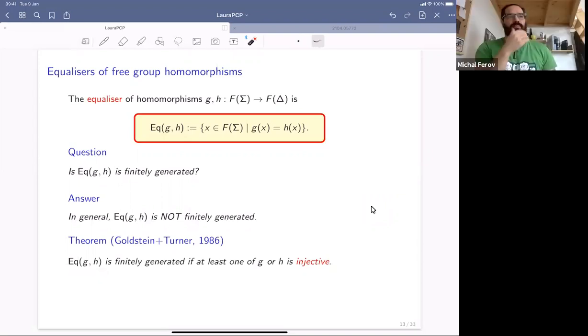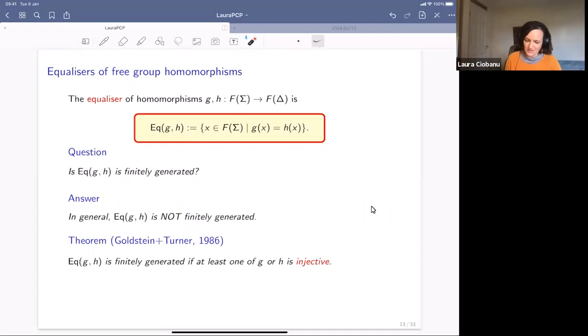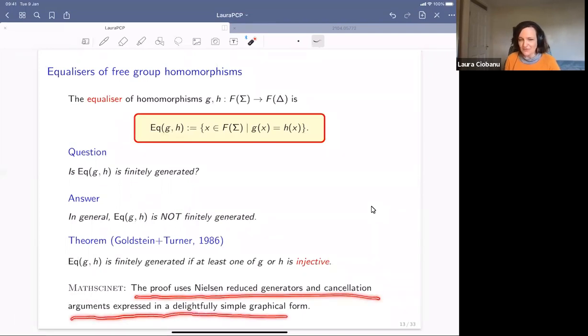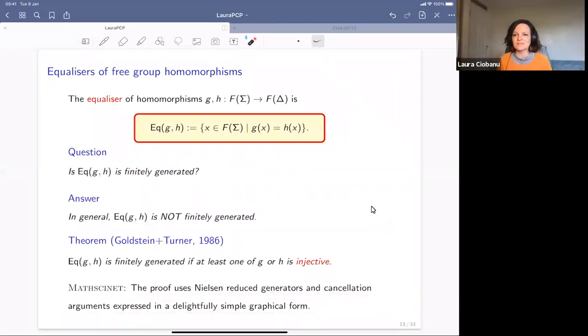It's one of my favorite papers because it's 2 pages and it's got very clever ideas. And on MathSciNet, the review of this paper, which I hope to get to, says the proof uses Nielsen-reduced generators and cancellation arguments expressed in a delightfully simple graphical form. Okay, so that's what I want to show you towards the end.